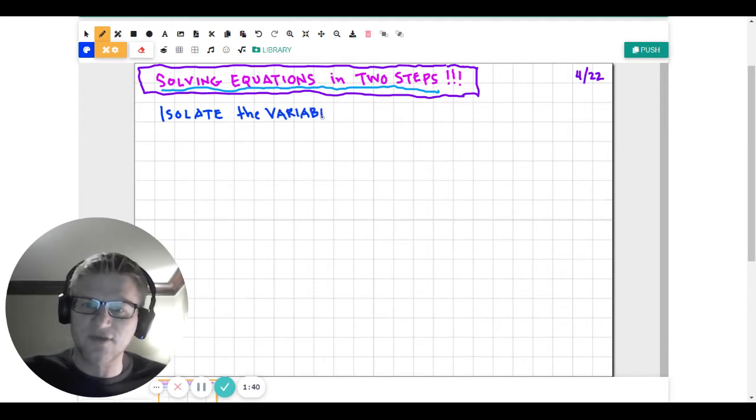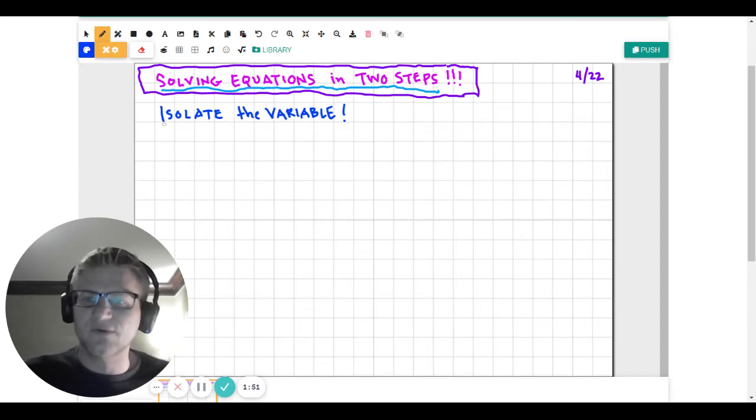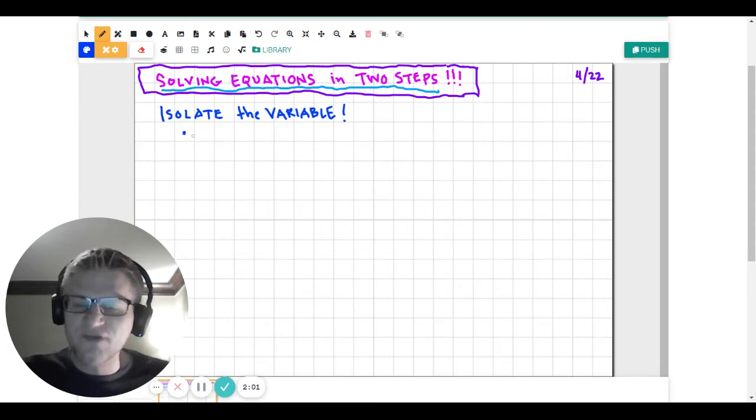And remember the variable, I think you guys know this now. The variable is going to be the letter, right? So if we have an x, we want the x by itself. If we have a y, we want it by itself. If we have an n, we want it by itself. So isolating the variable is really important. And here's how we do it. The first thing we're going to do to isolate the variable is to move the constant. So move the constant, okay?